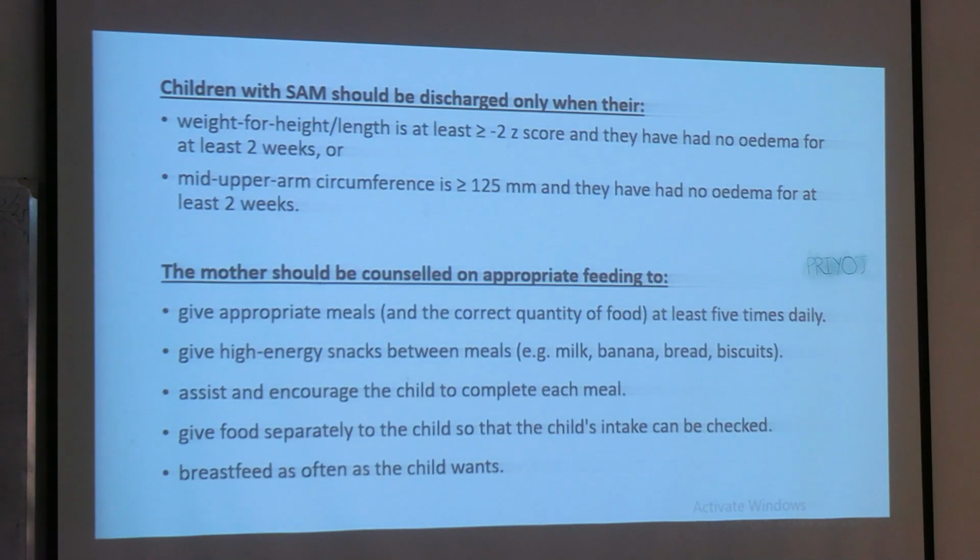The mother should be counseled on appropriate feeding: give appropriate meals at least 5 times daily, give high energy snacks between the meals like milk, bread, banana, biscuits, assist and encourage the child to complete each meal, and give food separately to the child so the child's intake can be checked, and breastfeed as often as the child wants. If under 2 years, the child will be breastfed as long as the child is demanding. The feeding should be appropriate and should not be less, because the child has to maintain that nutritional status.